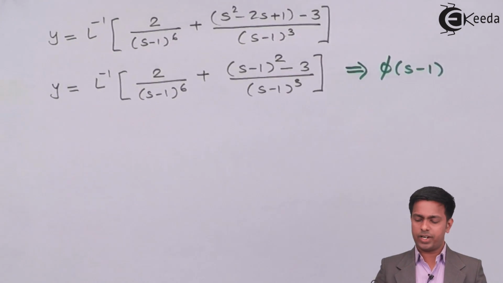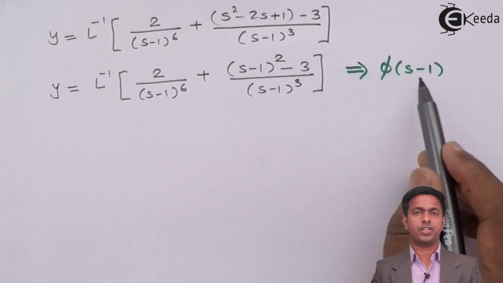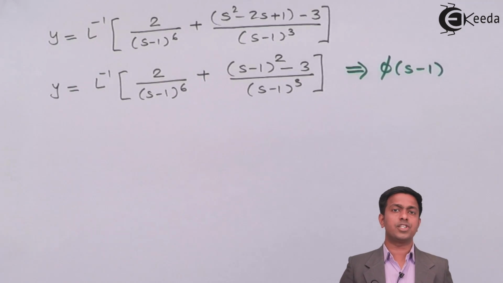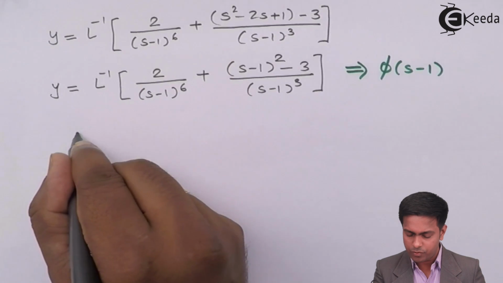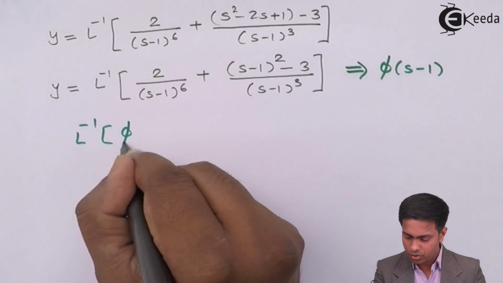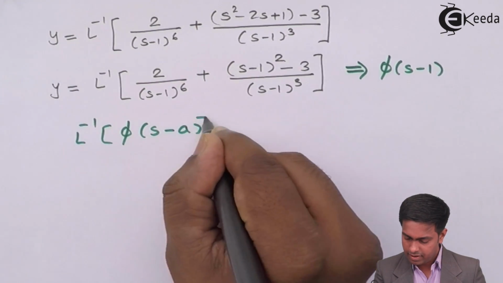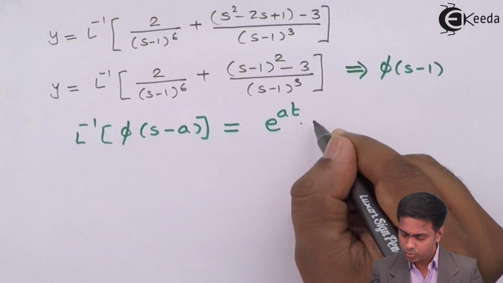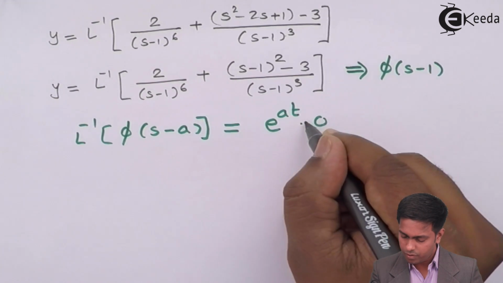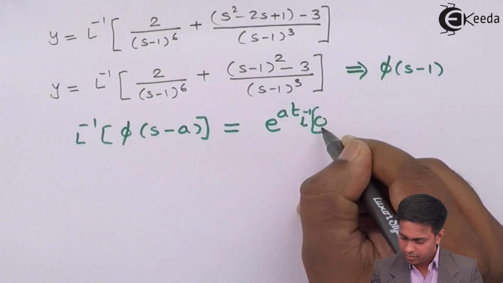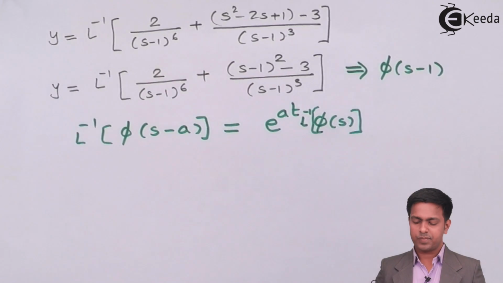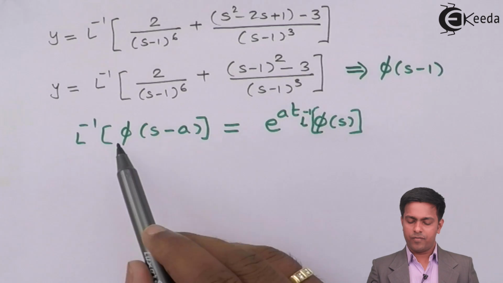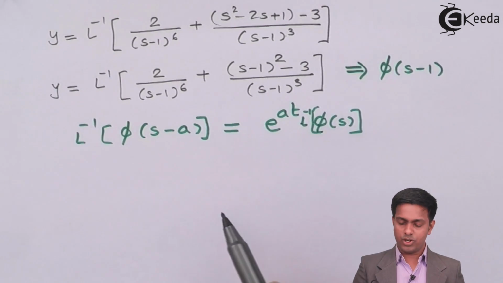And whenever we want to find out the inverse Laplace transform of a function of s minus a, we find it by using the shifting theorem. So I'll write down that shifting theorem for you. So L inverse of function of (s minus a) is given by e to the power at into L inverse of that function of s. So guys, here we have this function of s minus 1. So I'll use this property.